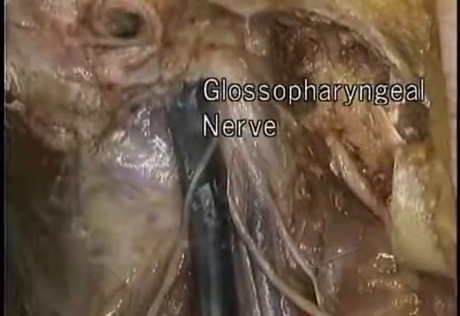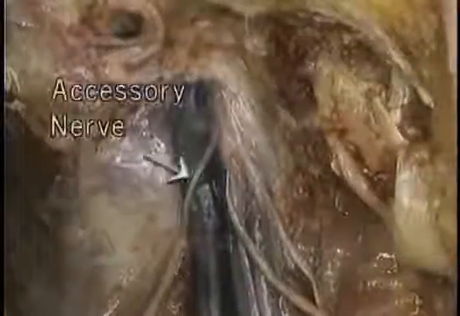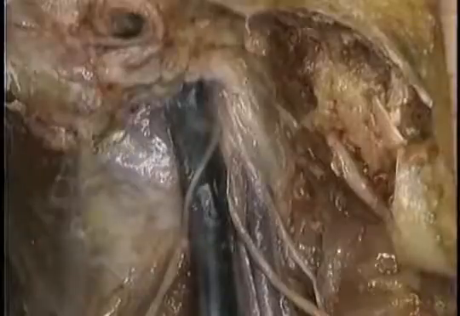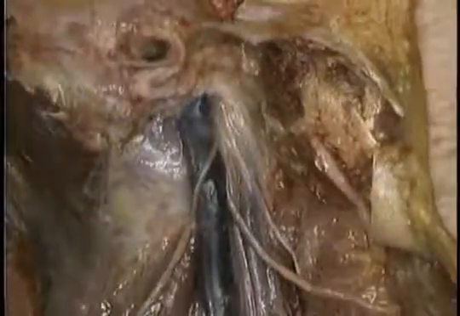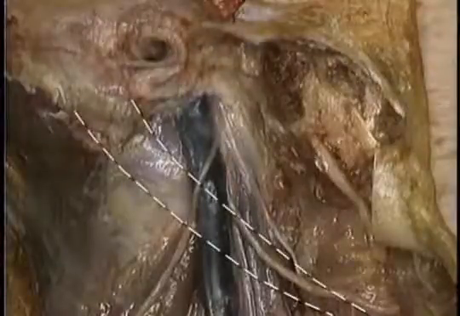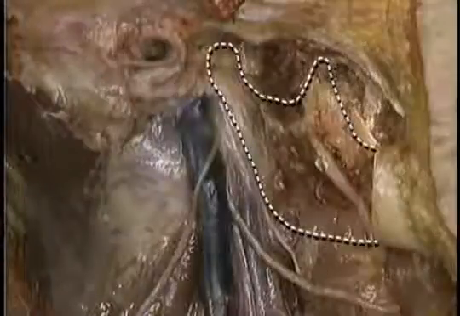Here's the glossopharyngeal nerve. Here's the vagus. Here's the accessory. Here's the hypoglossal. To get to this view, we've removed the styloid process and its muscles, the posterior belly of the digastric muscle, and the ramus of the mandible, as we did in the last section.